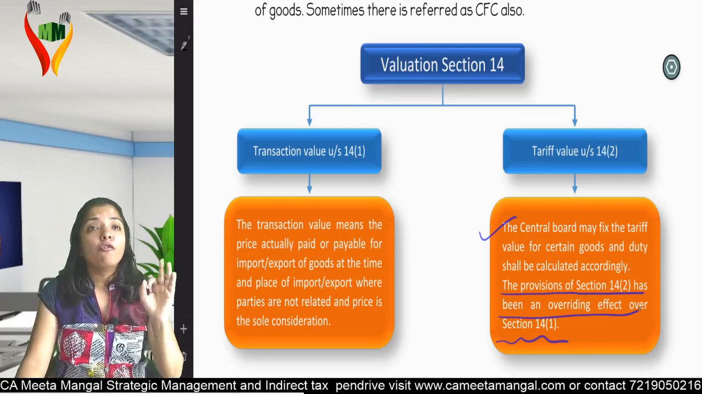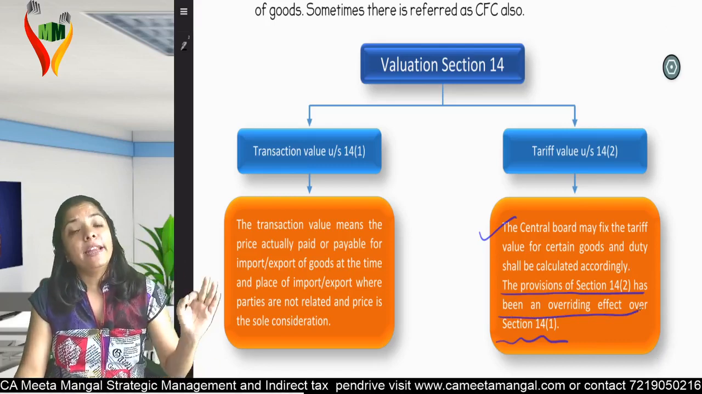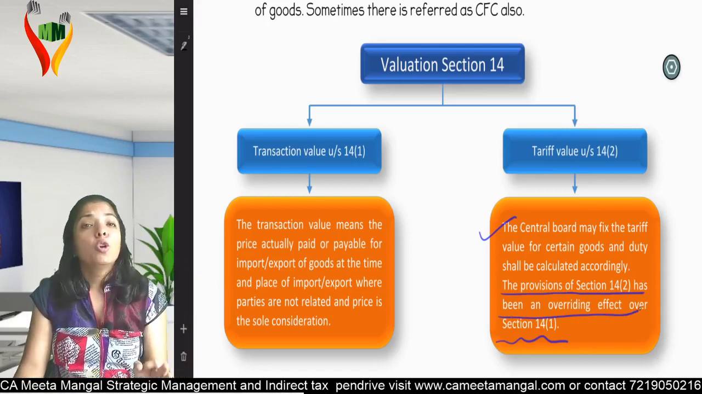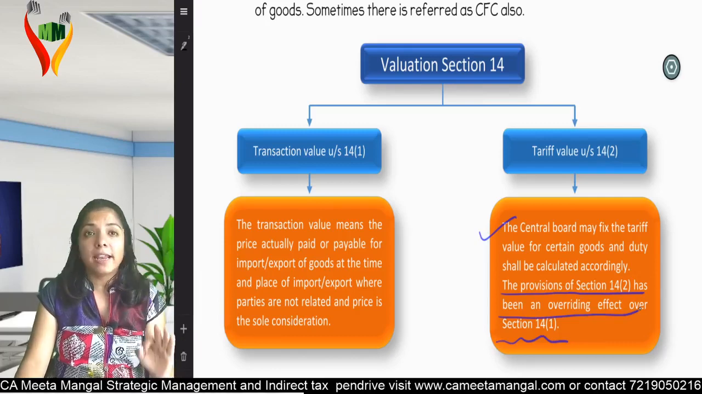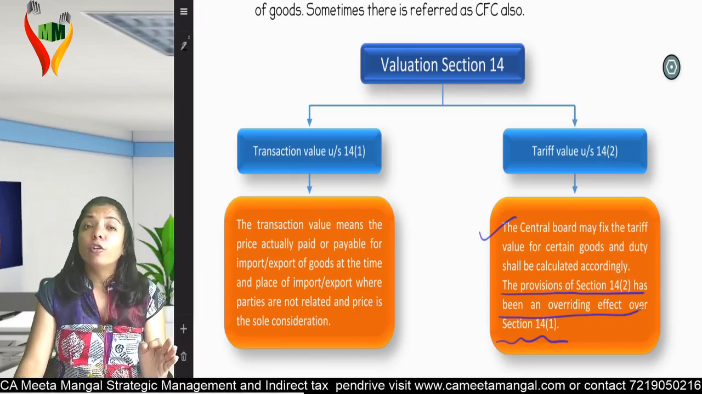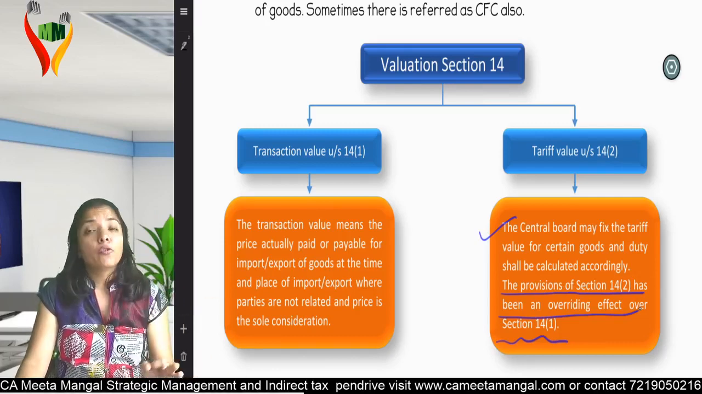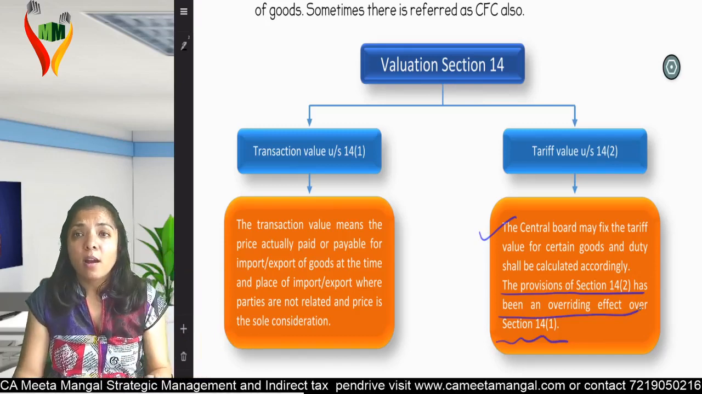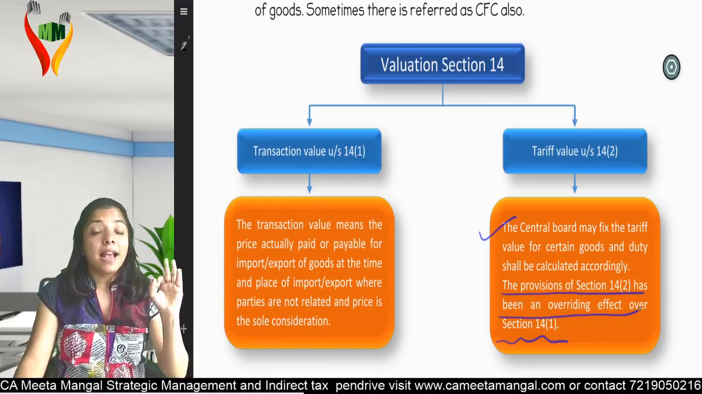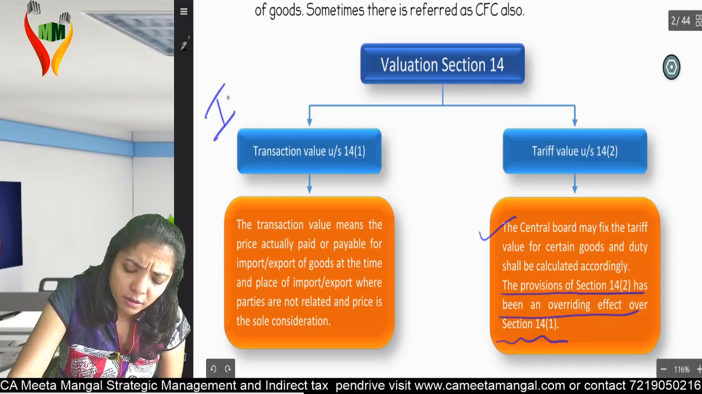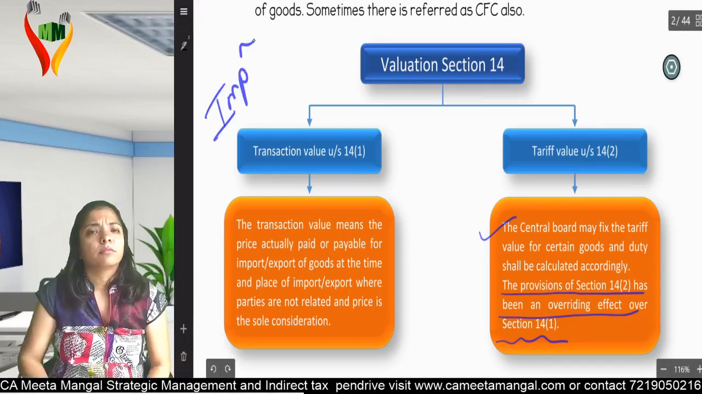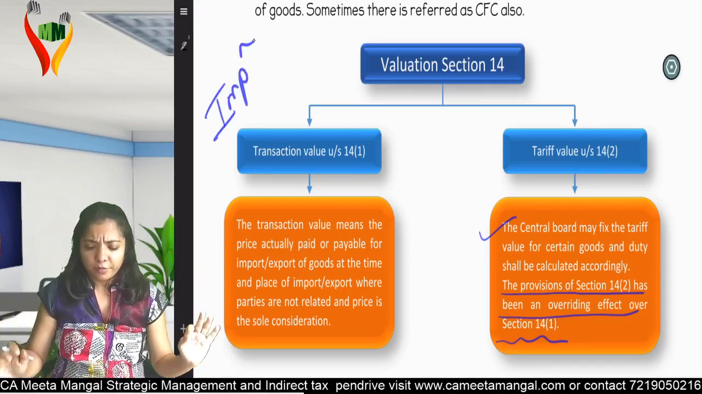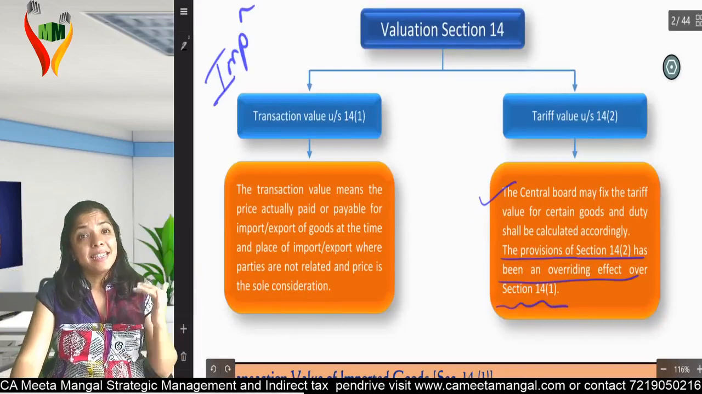That means if 14.2 is there, only 14.2 will be applicable, and we will not apply 14.1. But if 14.2 is not given, you will apply 14.1 only. And what is 14.1? Transaction value. Really important. Very important. We'll be going in depth.